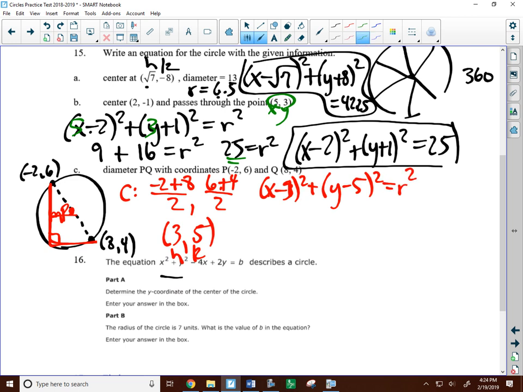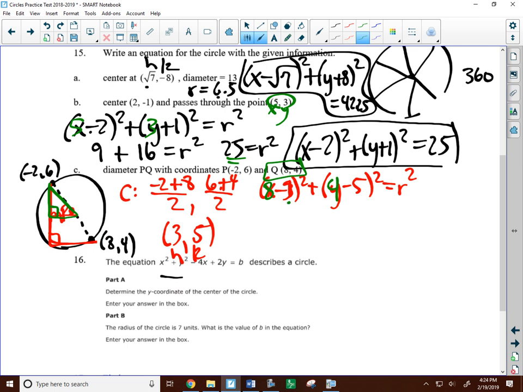Make a drawing, do Pythagorean theorem just with the radius, not the full diameter. Or I like to just plug in a point. I'm going to plug in 8 and 4 there. I chose Q. You choose either one, doesn't matter.